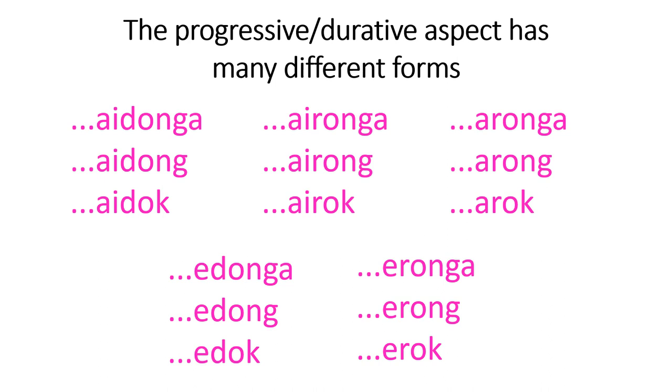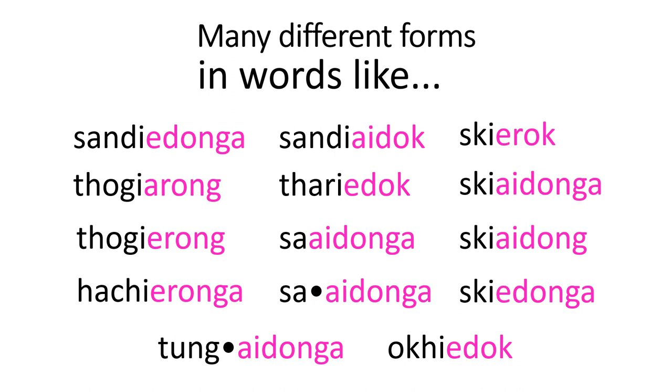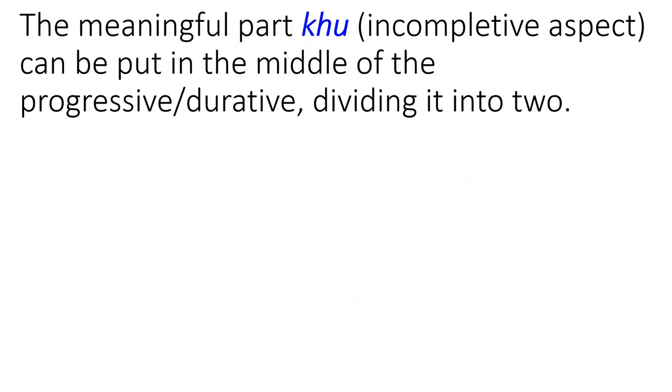The progressive or durative aspect has many different forms, as you can see here on the screen. Many different forms in words like Sandiedonga, Sandiadok, Skierok, Togiarong, Tariadok, Skiadonga, Saidonga, Hachieronga, Tungaidonga, and Okiadok. The meaningful part Ku in completive aspect can be put in the middle of the progressive durative, dividing it into two.